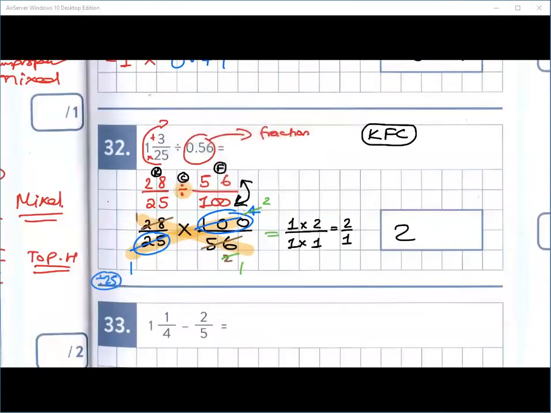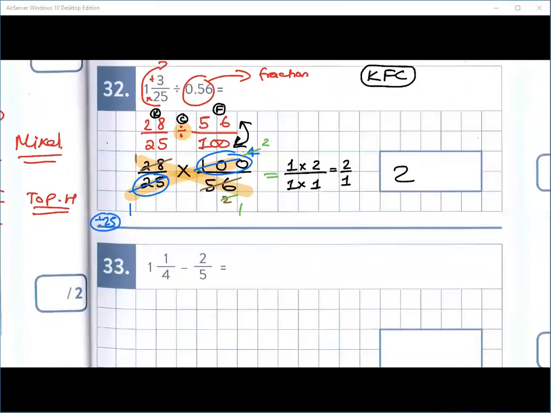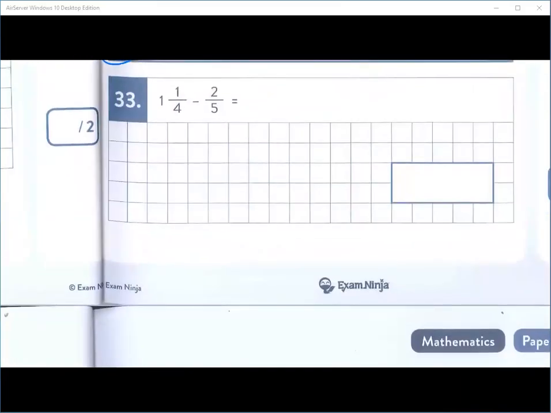So look at that fantastically beautiful question. Changing decimals into fractions. We do a bit of KFC with a bit of the nice lovely chicken. Okay, so 28 over 25. Divide becomes times. Second fraction is upside down. Fantastic. Okay, thank you for that, Minal.